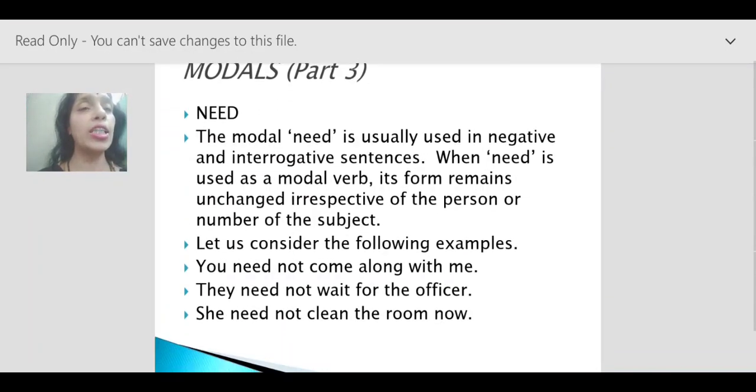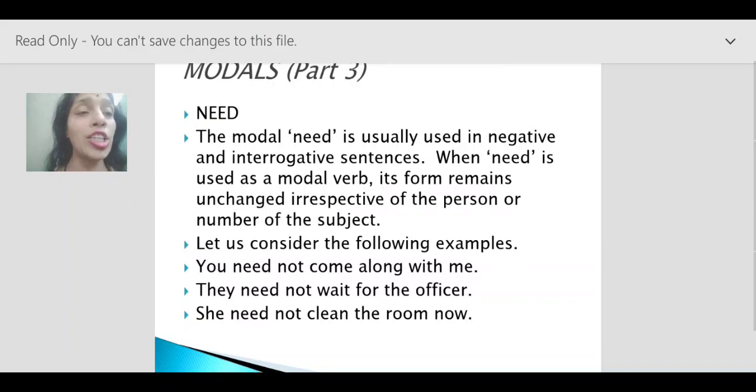Need. The modal need is usually used in negative and interrogative sentences. When need is used as a modal verb, its form remains unchanged irrespective of the person or number of the subject. Let us consider the following examples.